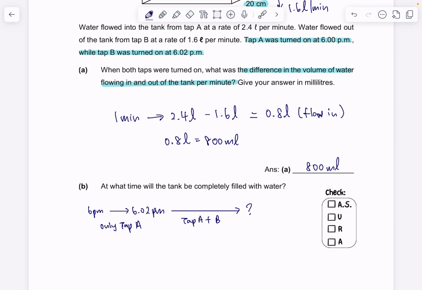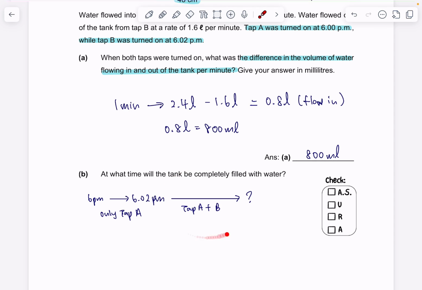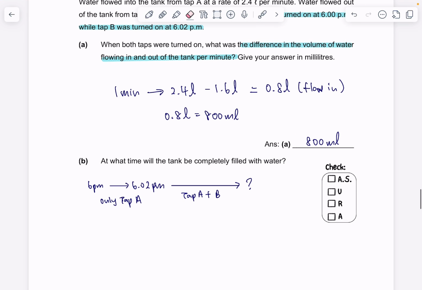on. And at this second bit here, the second part of the question, from part A, we know that the difference in the volume of water flowing in and out will be 800 milliliters from part A. And we can use back liters, 0.8 liters per minute into the tank. Meaning to say, net, every minute there will be 0.8 liters of water flowing into the tank, and there will be more and more volume in the tank as the minutes go by.